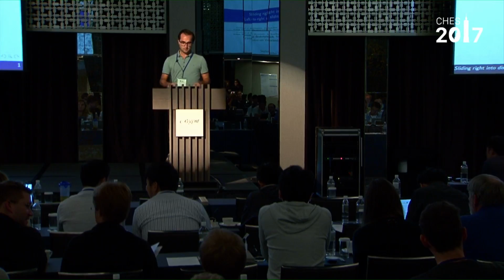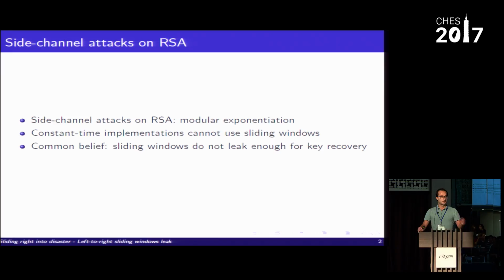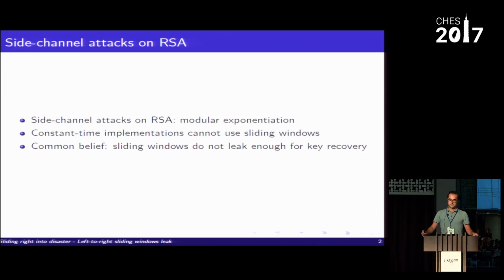I hope to surprise you with this presentation because we got some results when we were carefully looking at the sliding window method, which is used in RSA. So this talk is about a side channel attack on RSA, and usually these attacks target the modular exponentiation step in RSA. One of the ways of implementing modular exponentiation is using sliding windows. Now we know for quite some time that constant time implementations cannot use sliding windows. However, they are still used because the common belief is that sliding windows do not leak enough information to do a full key recovery. So in this work, we did a couple of things.